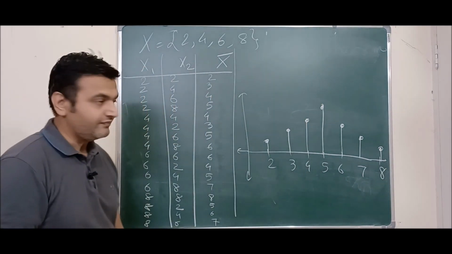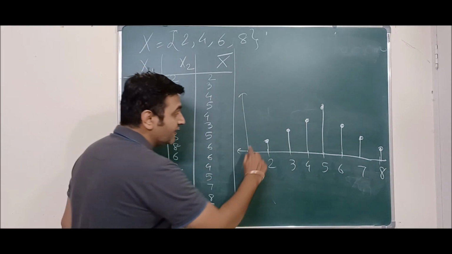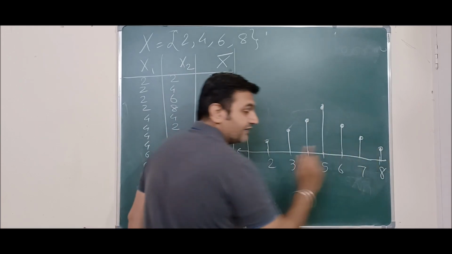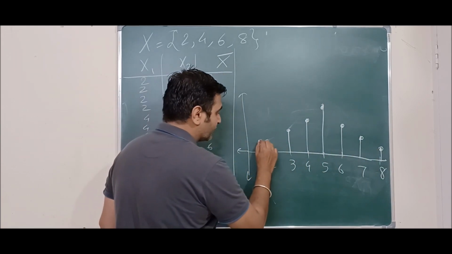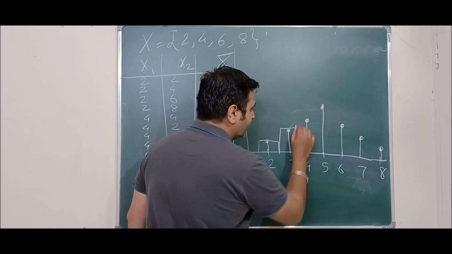Can you see it's normally distributed? You see the curve, it is normally distributed. If you want to draw the histogram, this is how the histogram will look.